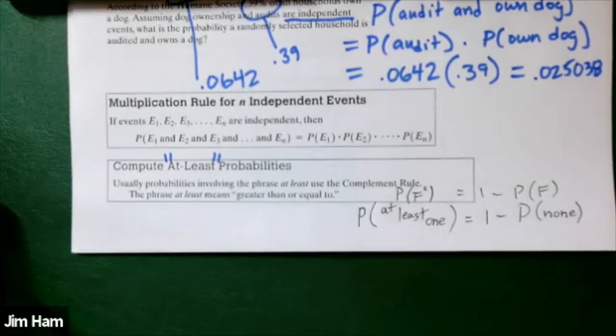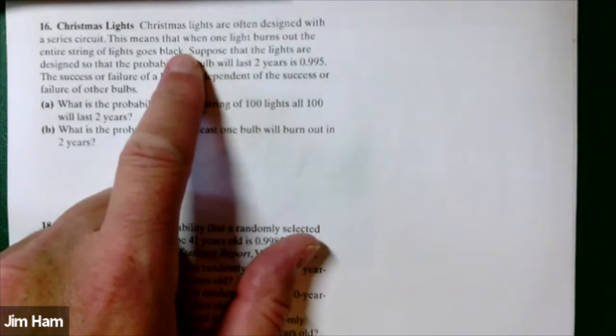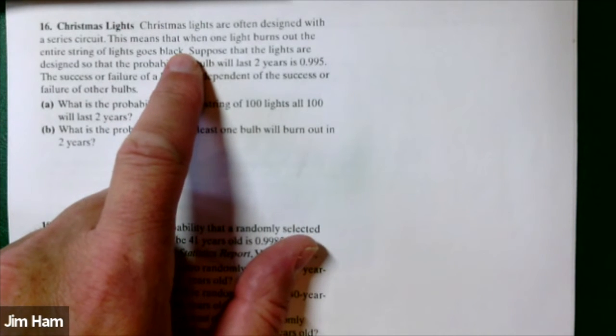It just so happens that at least 1 would be 1 or 2 or 3 or 4 or 5 up to the maximum number. The only outcome that it doesn't count is the 0 outcome. And since all the probabilities add up to 1, if you just exclude the 0 outcome, then 1 minus the 0 outcome would be the sum of all the others. And that's what this is saying. So let's see how it would work in a problem. All right, so you may be familiar with Christmas lights. And sometimes if just one of the bulbs burns out, then the entire string of lights goes out. That's what they're talking about here.